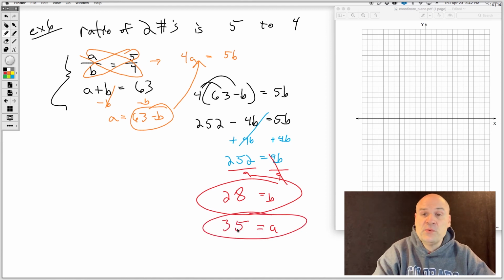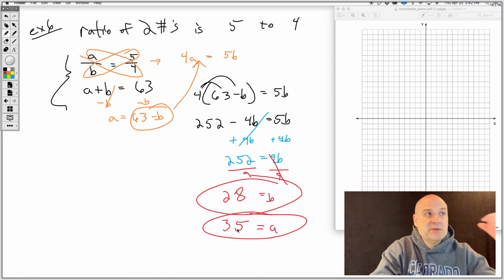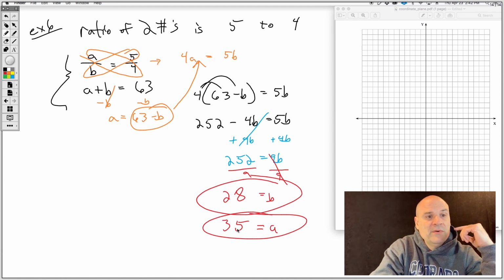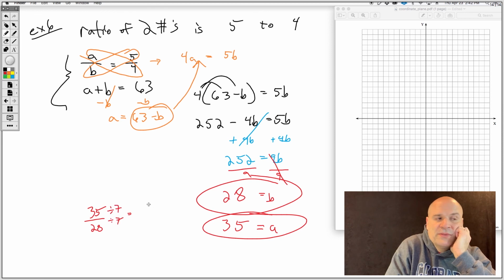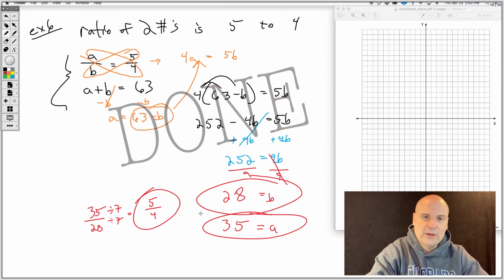Okay, now let's see if it works in the other equation. So is the ratio from a to b 5 to 4? Well, if you reduce this little fraction here, 35 over 28, if you divide both the top and bottom by 7, guess what you get? You get 5/4. Boom. Cool. All right. Does that feel all right?